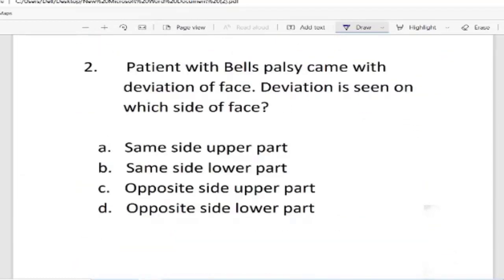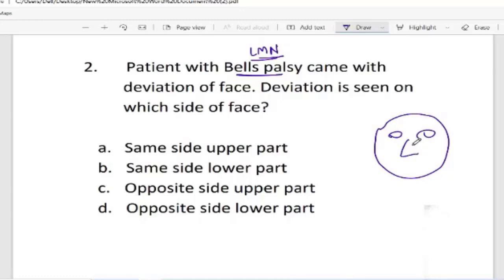Next question. A patient with Bell's palsy came with deviation of face. Deviation is seen on which side of the face? Now, the patient is having Bell's palsy. We all know Bell's palsy is a lower motor neuron lesion. So whenever there is a palsy over one side, suppose this is my face, and suppose the palsy is over one half of the face.